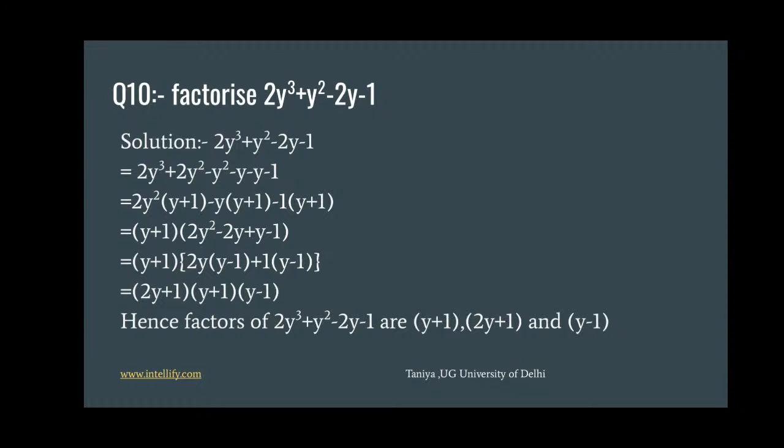The equation will become 2y square into (y plus 1), and from the third and fourth term we can take minus y as common, and from the last two terms we can take minus 1 as common. So the equation will become 2y square into (y plus 1) minus y into (y plus 1) minus 1 into (y plus 1). So by solving this equation we can see the factors of the given expression are (2y plus 1), (y plus 1), and (y minus 1).